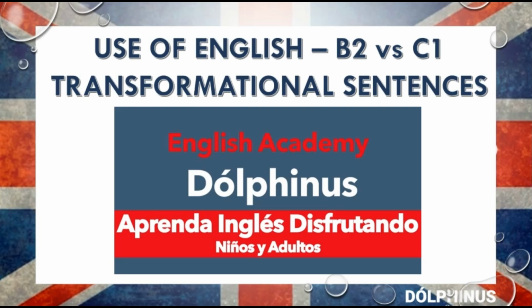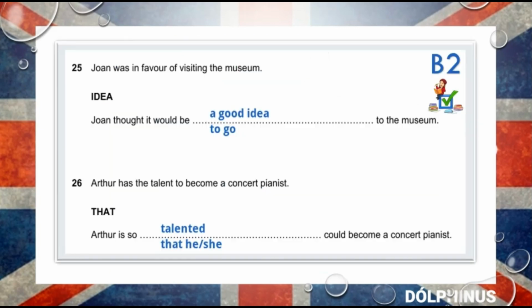The intention of this video is to compare B2 and C1 use of English, part 4, transformational sentences. The best way to explain it is using real exams provided by Cambridge's official website, including its answers. The most important difference that we may notice from the very beginning is the length of the sentences.